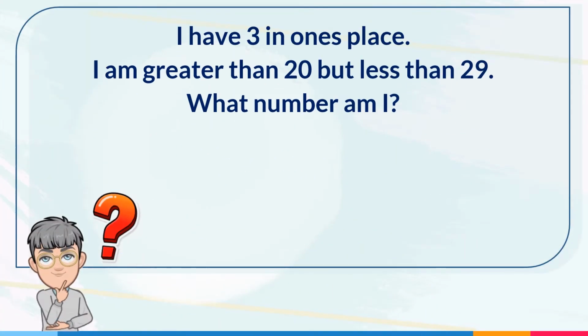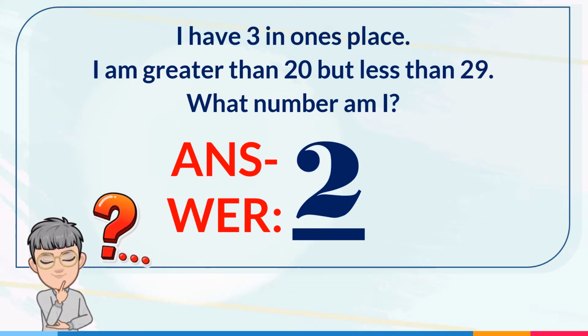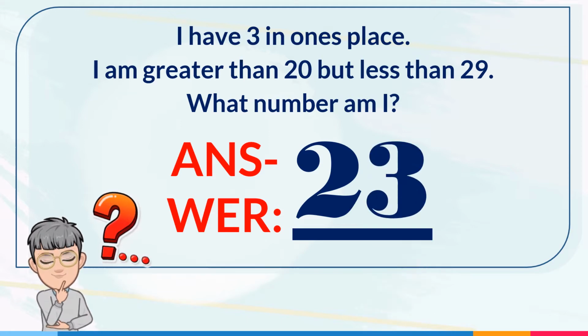I have 3 in ones place. I am greater than 20 but less than 29. What number am I? Since I am greater than 20 and less than 29, my first digit must be 2. And since 3 is in my ones place, I must be 23. Therefore, the answer is 23.